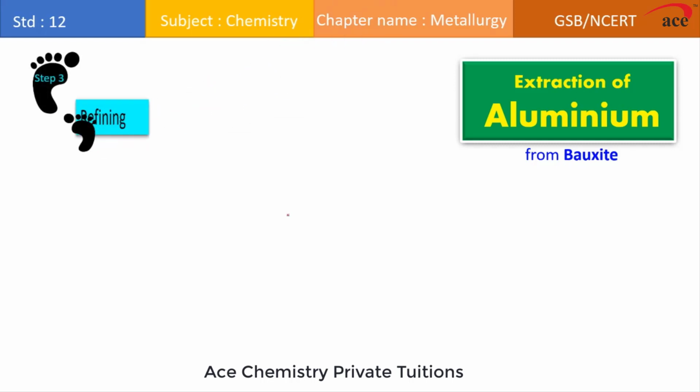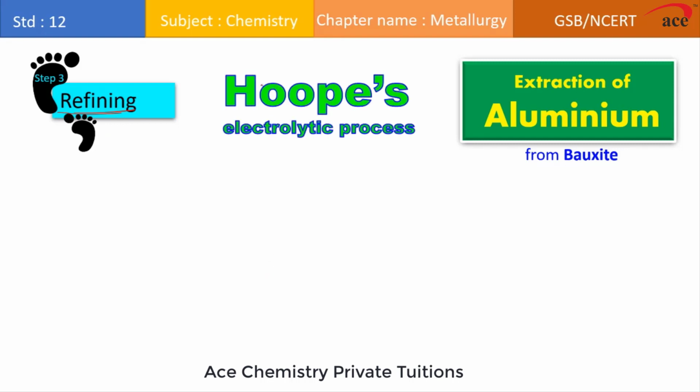Now the next step is what, student? It's refining. The aluminium which is obtained from the previous step is not 100% pure, so it is needed to refine it, as the aluminium which is obtained is a crude aluminium. So for refining, the process that we use is what? Hoop's process. Again, it involves what?